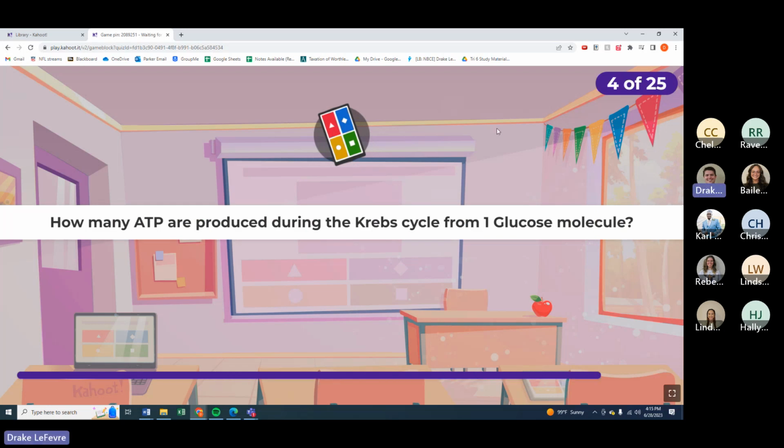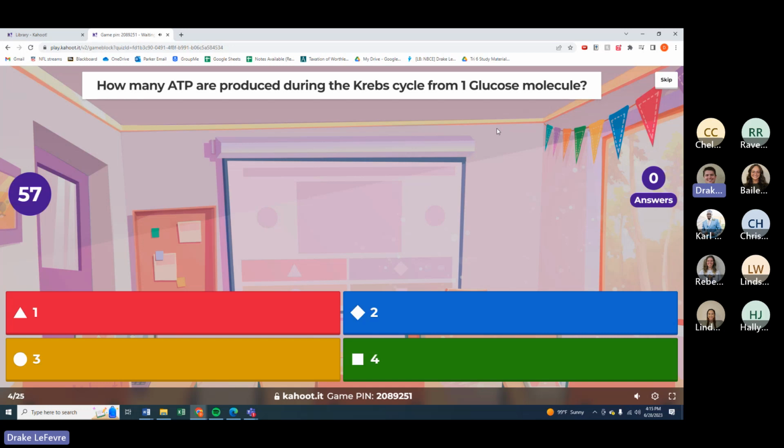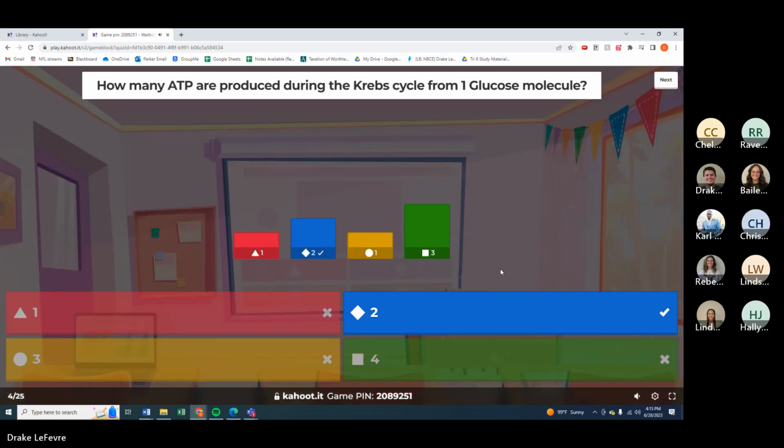How many ATP are produced during the Krebs cycle from one glucose molecule? So this is now just talking about within the Krebs cycle from one glucose molecule, how much ATP or GTP gets produced. A little bit of confusion on this one. In this difference here, we're no longer talking about glycolysis, we're talking about the Krebs cycle. This is the next step.